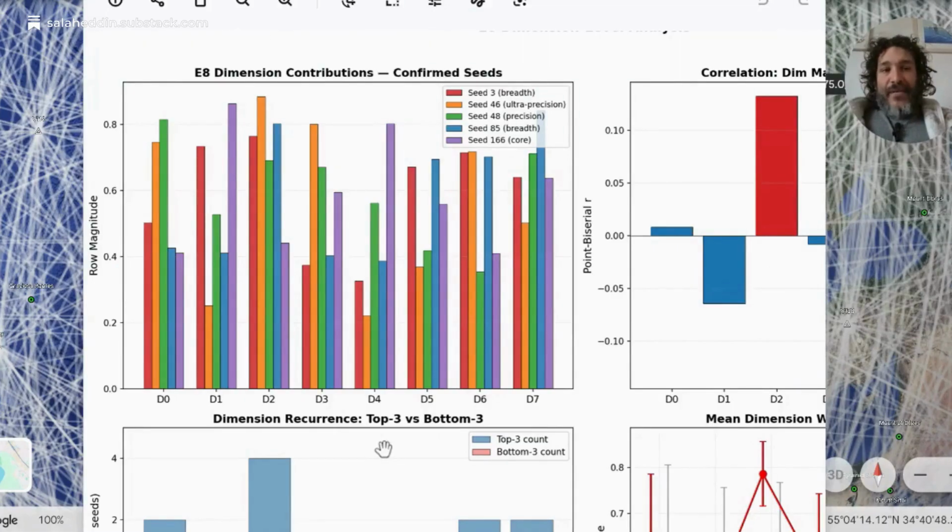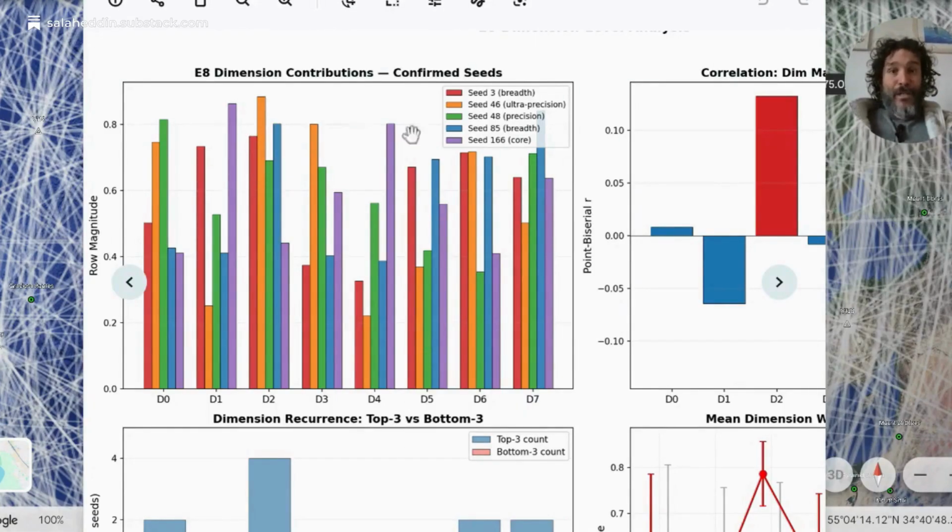But they vary in the other channels, and that variation is what gives each one its unique character, breadth, precisions, or ultra precisions. This is a good moment to slow down and let the visual sink in.